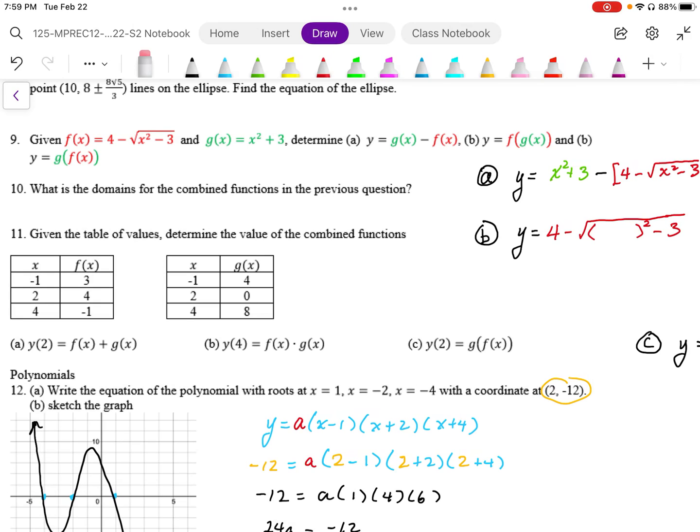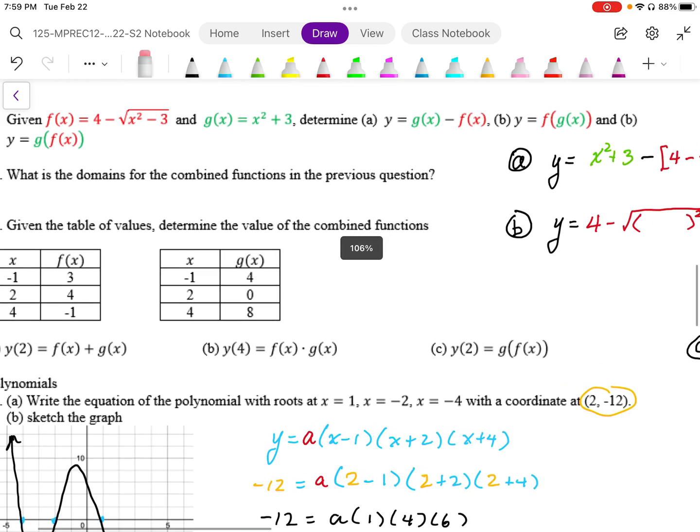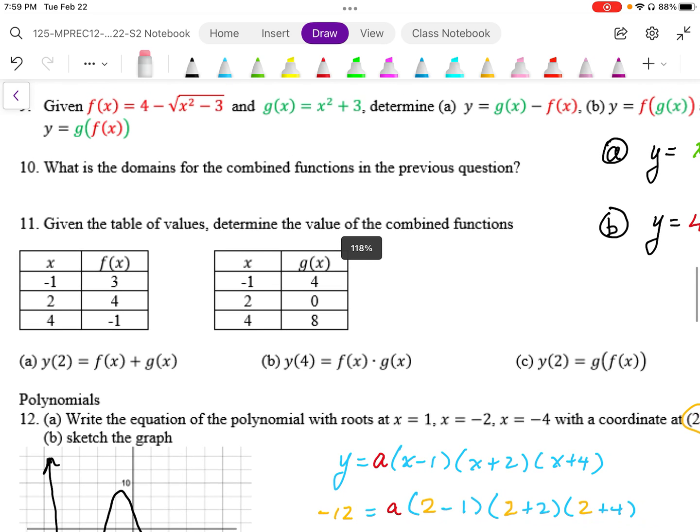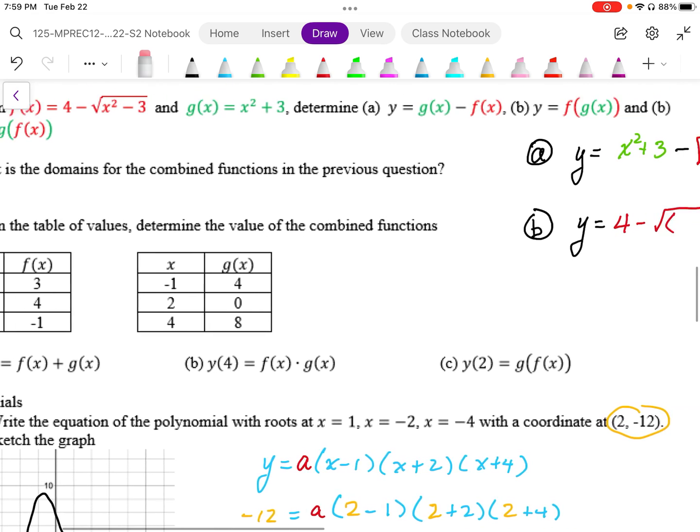Question number 9 gives us f of x in red as 4 minus the square root of x squared minus 3, and g of x as x squared plus 3. And we're asked to determine the three different ones, a, b, c. We want to be able to answer question 10 as well: what are the domains of the combined functions? We're going to do that at the same time.